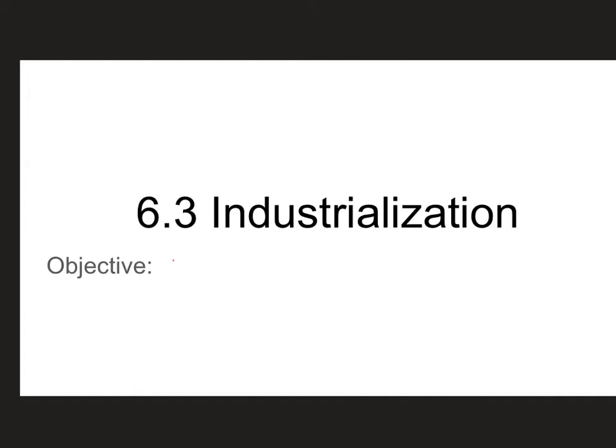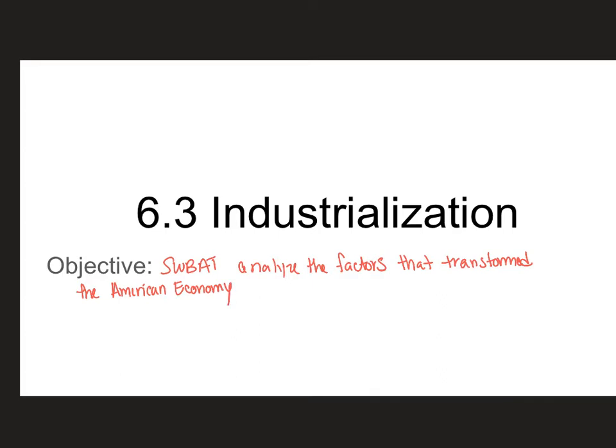Okay, 6.3, the objective for today is students will be able to analyze the factors that transformed the American economy from an agrarian, also known as a farming society, to an industrial society.